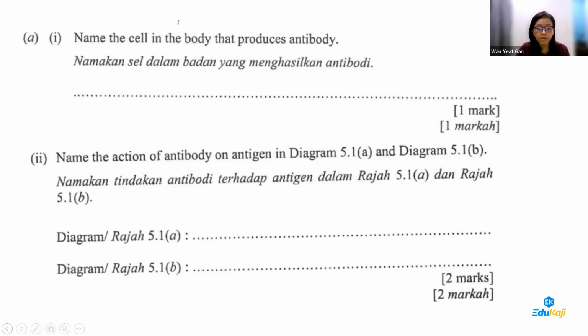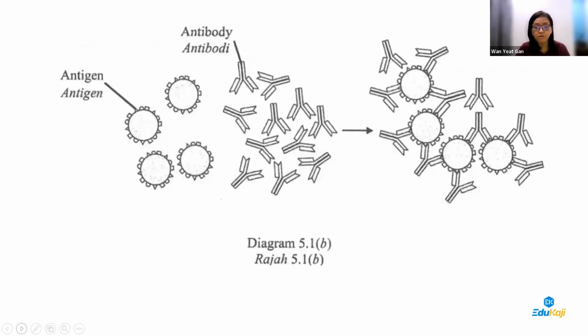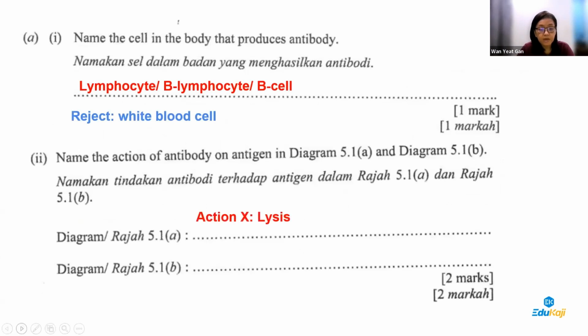Okay, so let's move backward and see whether you can recognize. Look at the antigen here. It's all broken up. It breaks. That means the process is lysis, while this one seems to be gathered and clumped together. So the first one here is lysis, because it breaks up, and the second one is agglutination.